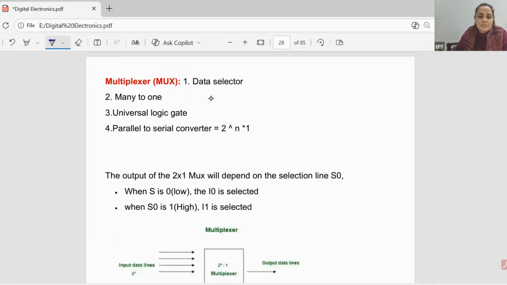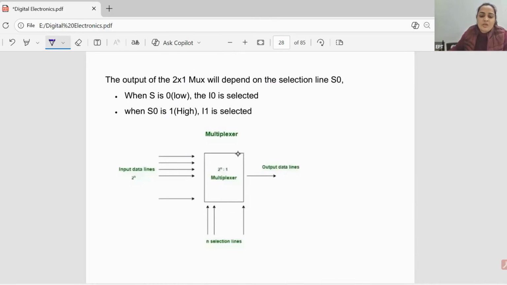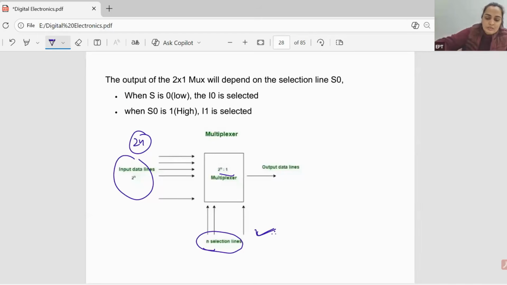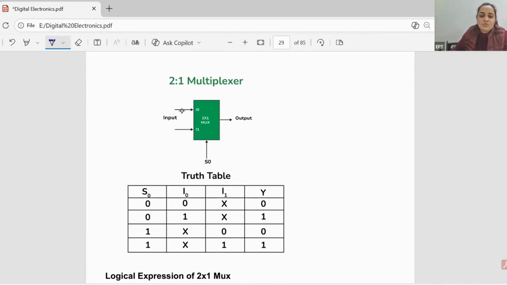Now multiplexer. It is also known as the data selector. Okay, 2 raised to power n to 1. If we have n number of select lines, then 2 raised to power n number of data lines can be connected. So depending upon the number of data lines, you will choose the select lines. Okay, this is a 2 to 1 mux. If s is 0, then I naught will be passed to the output. If s naught is 1, then I1 will be passed.